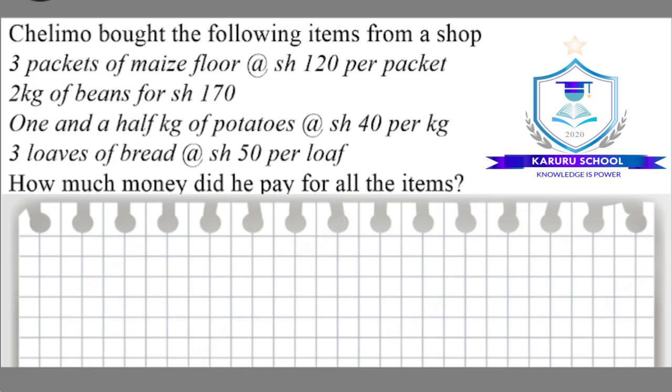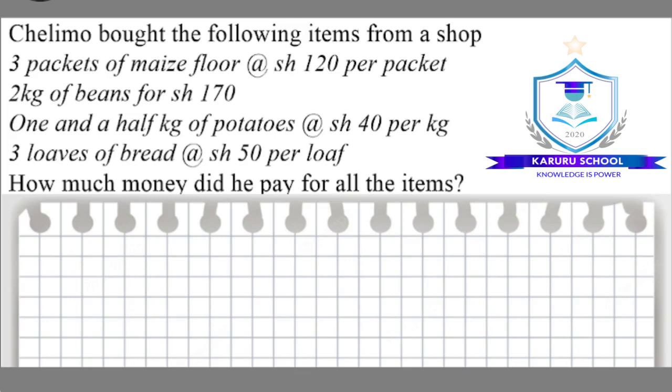In today's presentation, we are going to tackle the question that follows. Chelimo bought the following items from a shop. 3 packets of maize flour at 120 shillings per packet. 2 kilograms of beans for 170 shillings. 1.5 kilograms of potatoes at 40 shillings per kilogram. 3 loaves of bread at 50 shillings per loaf. How much money did he pay for all the items?